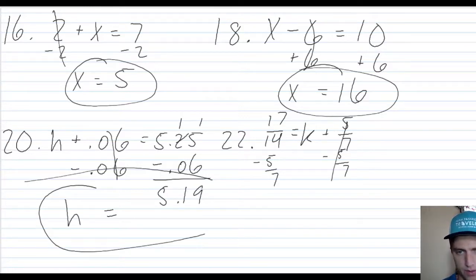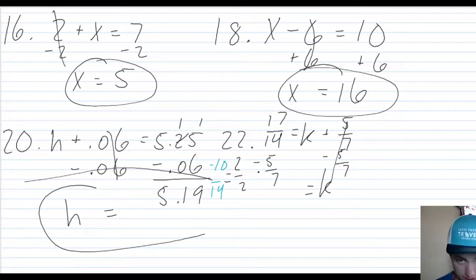These cancel, we're left with k. And then we got 17 over 14 minus 5 over 7. We can't add or subtract fractions unless they have the same denominator. What's the least common denominator between 14 and 7? 14. 14 is already 14, so we just got to multiply by what to turn 7 into 14? 2 over 2, which is going to give us negative 10 over 14. So now we have 17 over 14 minus 10 over 14.